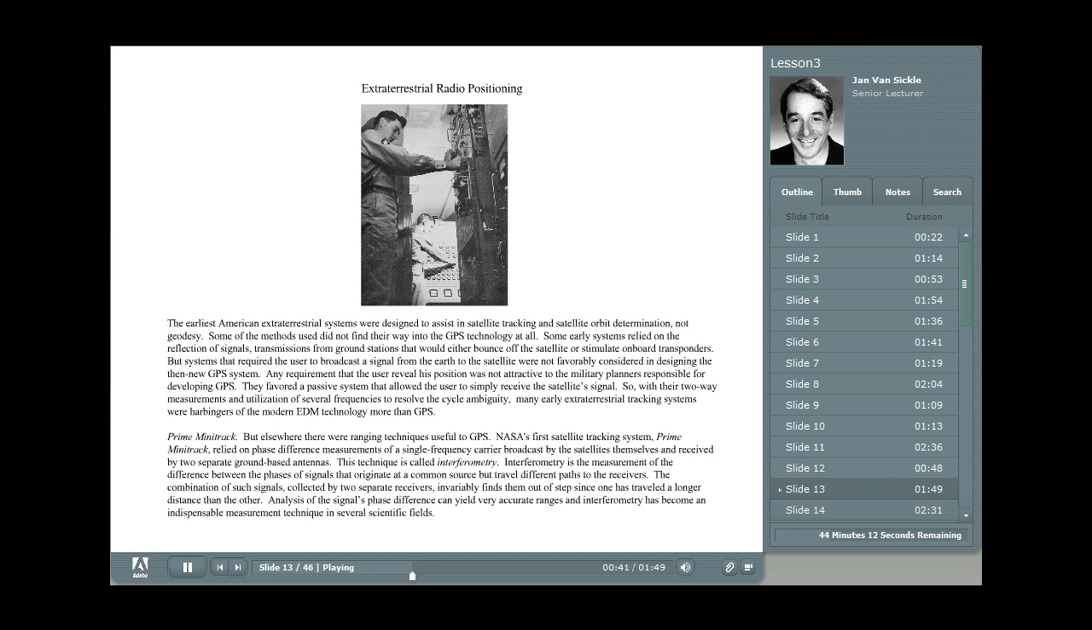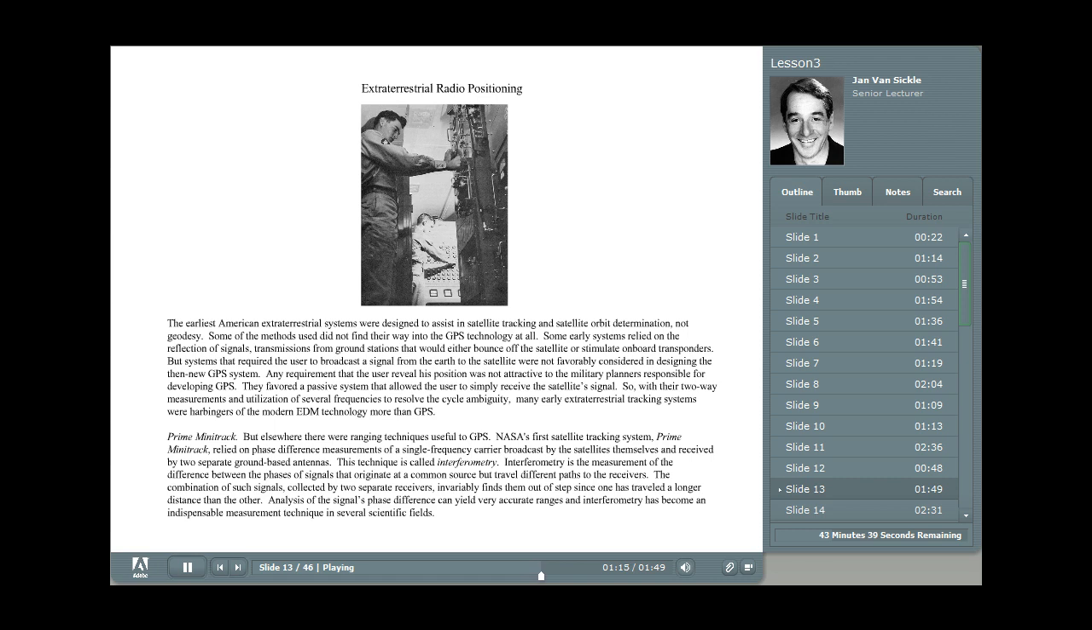One of the first systems to actually make this successfully work was Prime Minitrack, and it relied on phase difference measurements of a single frequency carrier broadcast by satellites and received by two ground-based antennas using interferometry. Now, interferometry, interestingly enough, was actually used in the very first working GPS receiver called the Macrometer.